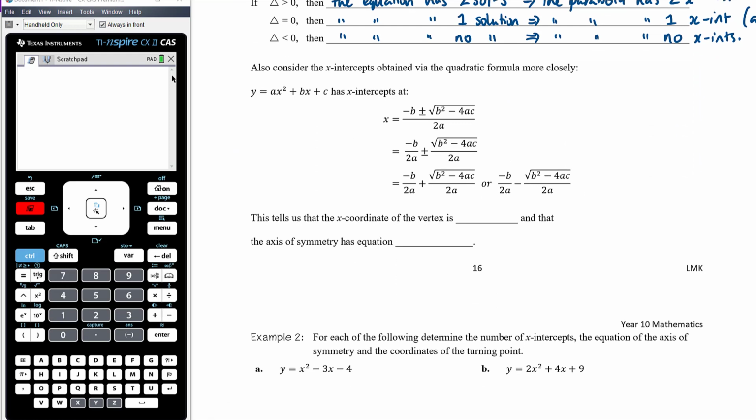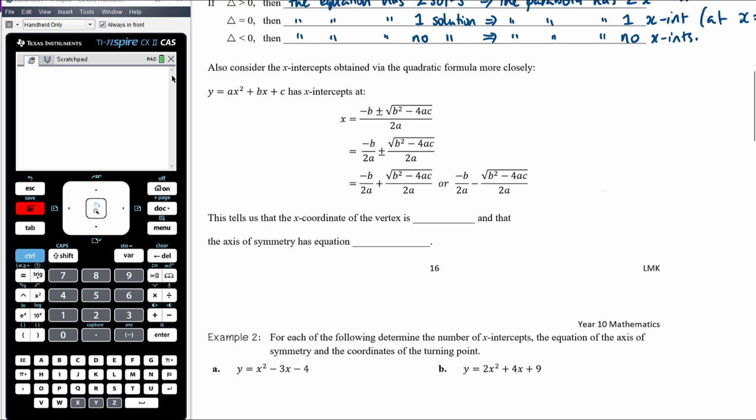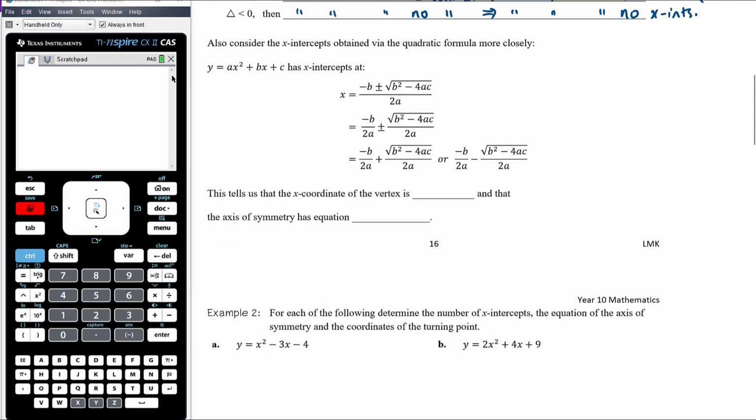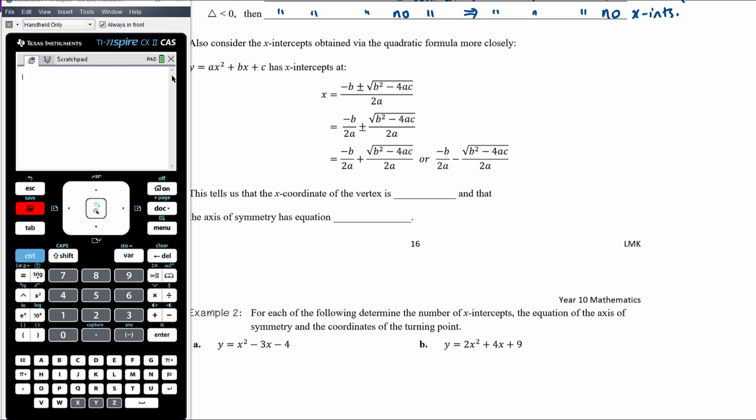The other thing I want to do is think about the x-intercepts that we obtain via the quadratic formula more closely. So this is the two x-intercepts, negative b plus or minus square root of b squared minus 4ac all over 2a. Okay. Now we can write that as two separate fractions, so splitting it down the middle here, negative b on 2a plus or minus the square root of b squared minus 4ac on 2a, okay, which is what we've got in the second line there, which means there are two x-intercepts, negative b on 2a plus this fraction, or negative b on 2a minus this fraction, which is what I've got here.